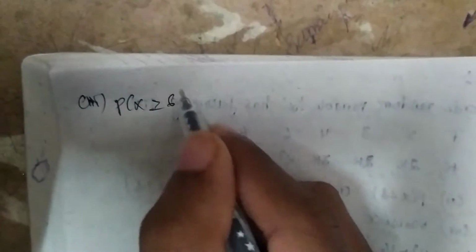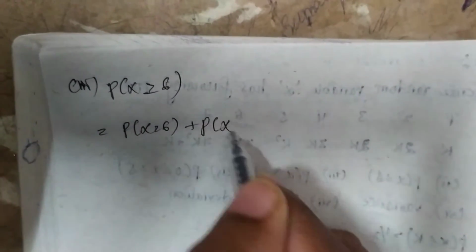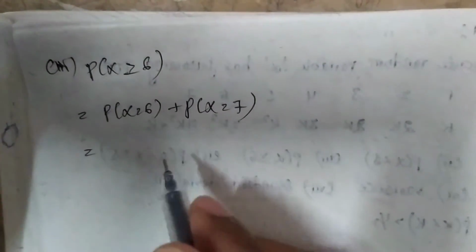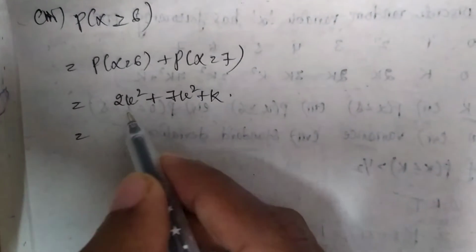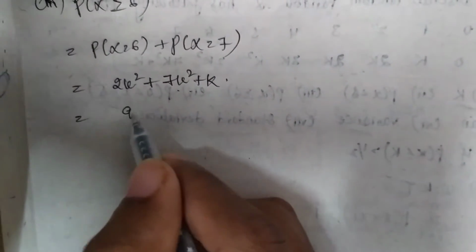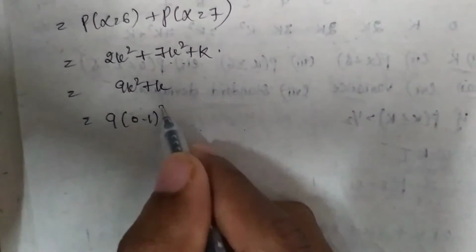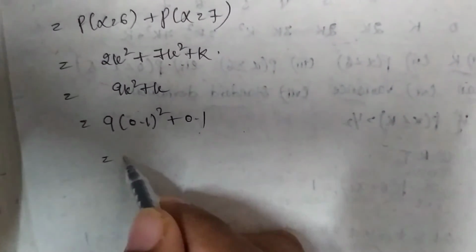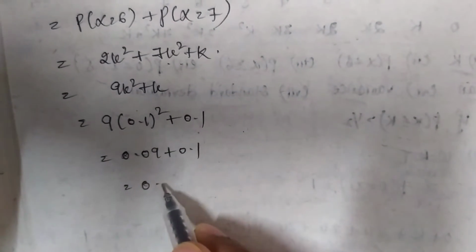The next is p of x greater than or equal to 6, which means p of x equals 6 plus p of x equals 7. The p of x equals 6 value is 2k square and the p of x equals 7 value is 7k square plus k, that is 9k square plus k. Substituting the value of k, 9 into 0.1 whole square plus 0.1, which gives 0.09 plus 0.1, that is 0.19.